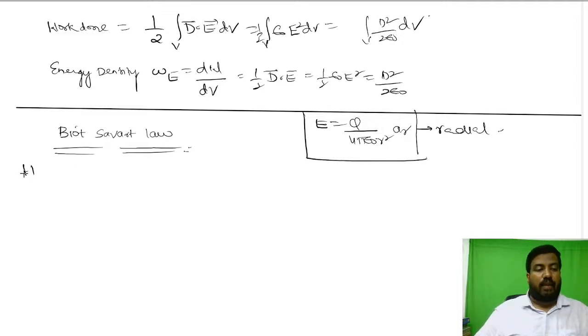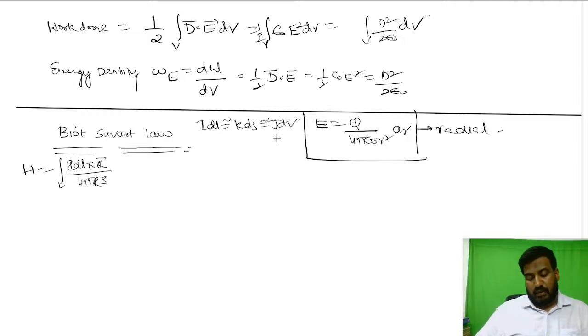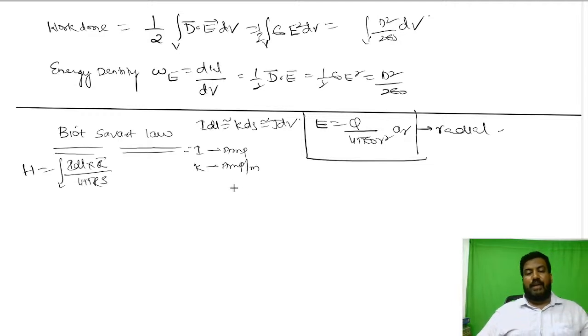From Biot-Savart law, magnetic field is line integral of IdL cross R by 4 pi R cube. But you know, in magnetostatics, IdL represents all the differential current elements. IdL is equal to KdS is equal to JdV. I is line current given in ampere. K is surface current given in ampere per meter, not meter square. Remember, and J is volume current, which is current density given in ampere per meter square.